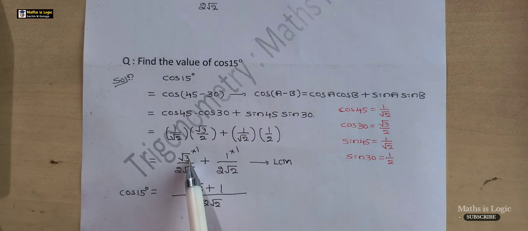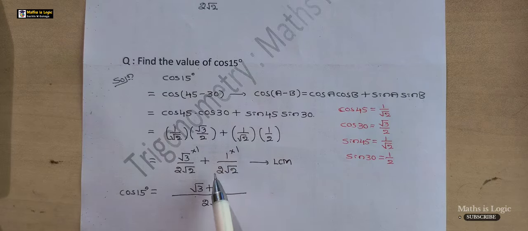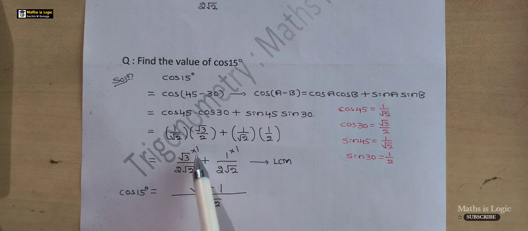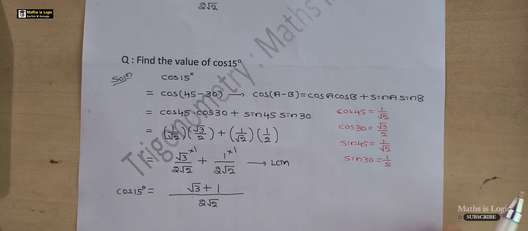After substituting the values, simplify. 1 into root 3 is root 3, root 2 into 2 is 2 root 2, plus 1 into 1 is 1, divided by root 2 into 2 is 2 root 2. Next, take the LCM. Both the denominators are the same, so LCM becomes 2 root 2. So multiply here by 1 and here also by 1. Next, root 3 into 1 is root 3 plus 1 into 1 becomes 1. So this is the value of cos 15 degree.